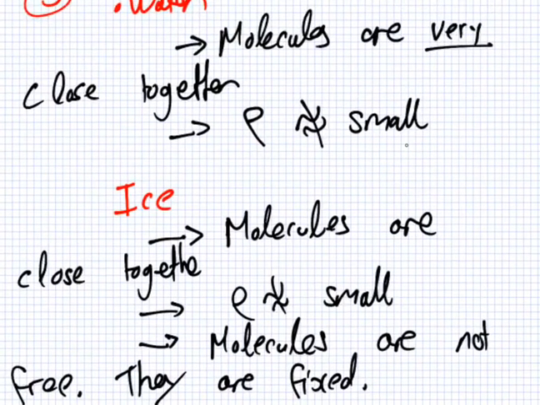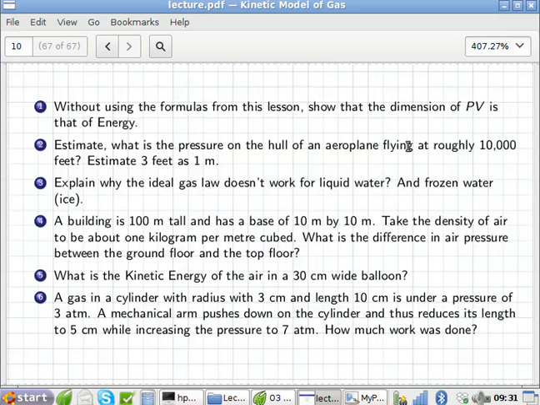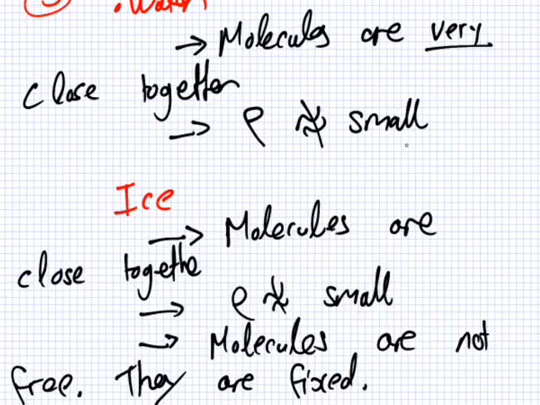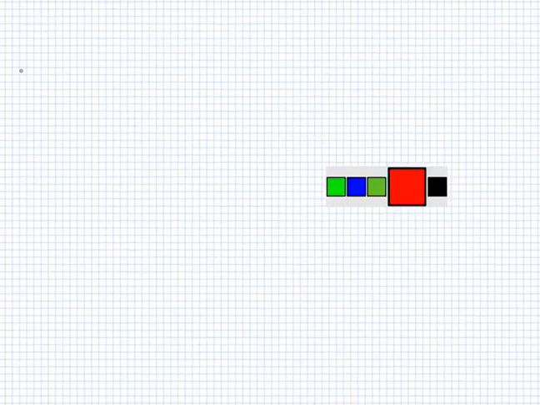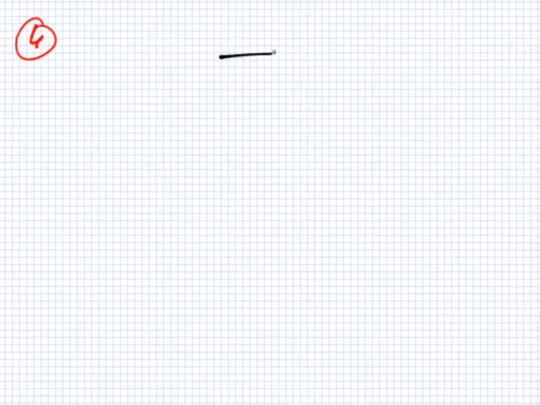Why doesn't the ideal gas law work for water as a liquid and a solid? So why can you not use the ideal gas law, firstly, for water? Do you remember with the ideal gas law you said the particles must be far apart, not interacting much, occasionally colliding. So why does it not work for water?